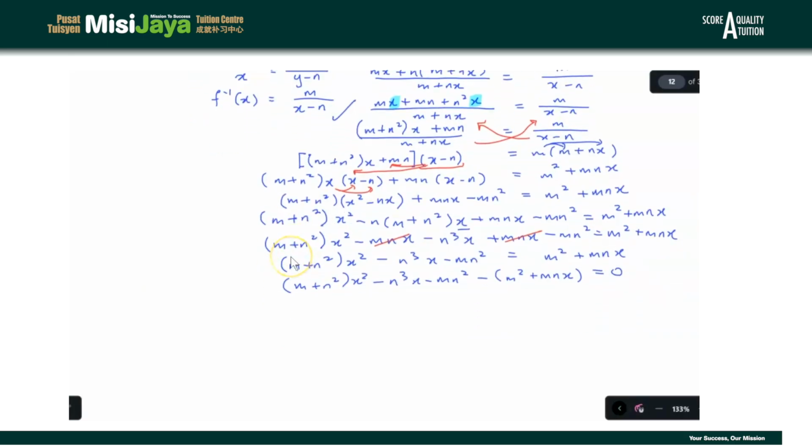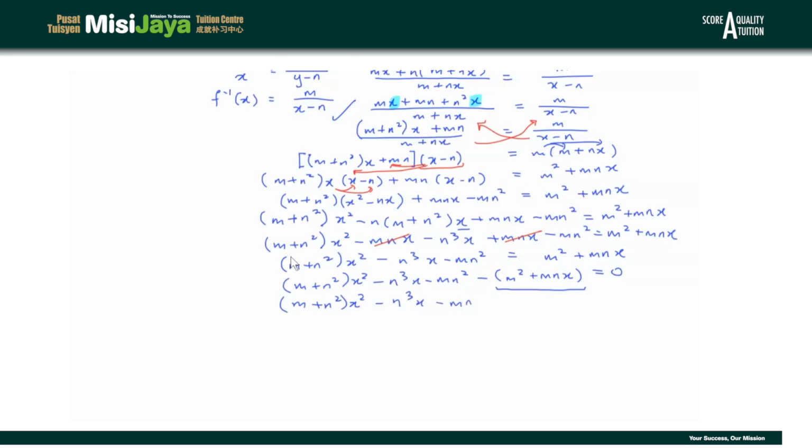Then after that, we continue. Let's see what we can do with this. We have x here, mnx, n cubed x, minus mn squared. So now I'm going to open up this bracket here. So m plus n squared, x squared, minus n cubed, right back the same, mnx, this is n cubed x, and then after that, I'm going to rearrange it.